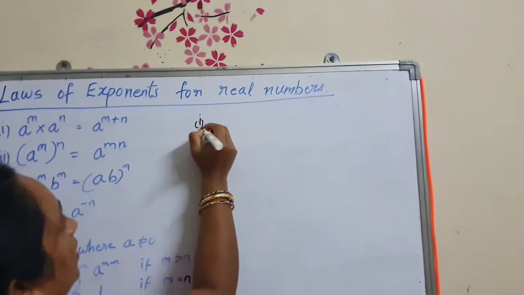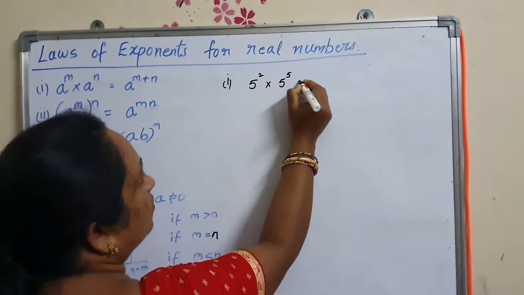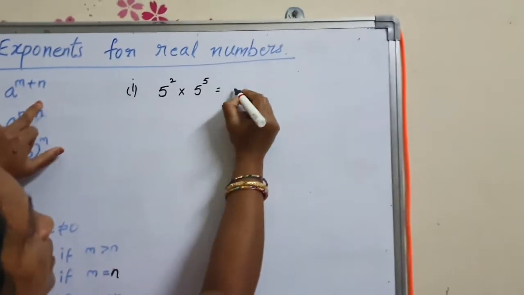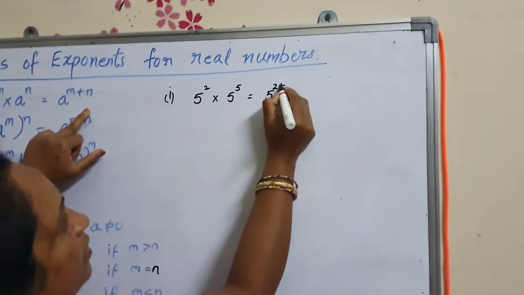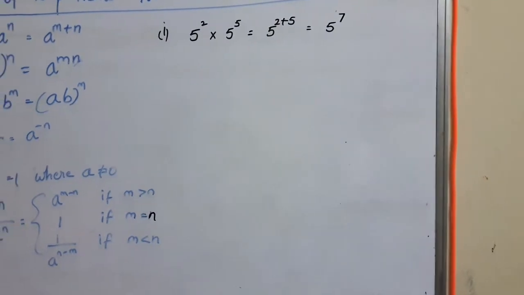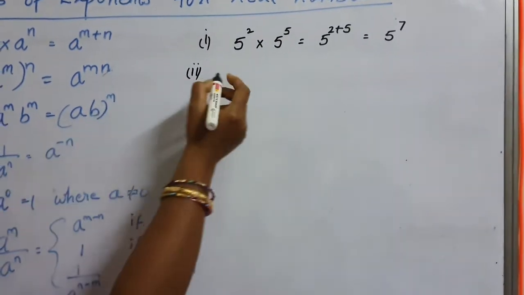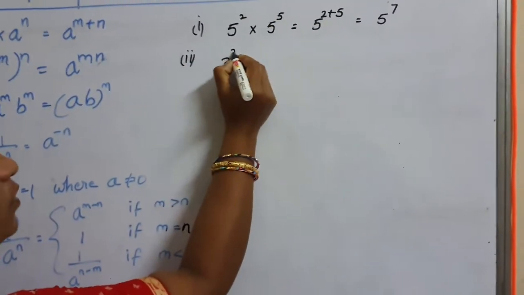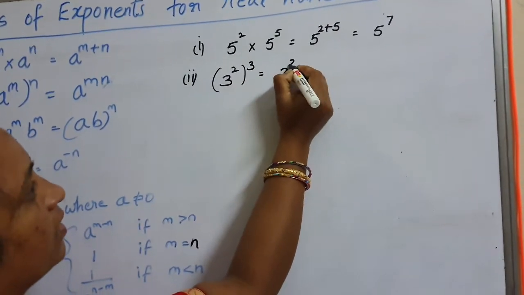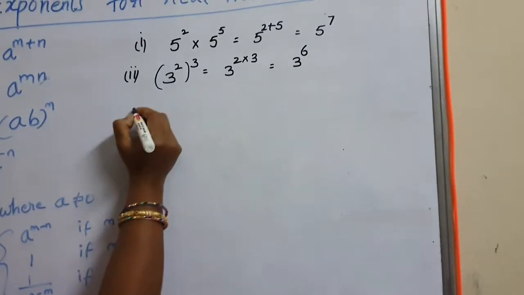Now first, let us see 5 power 2 into 5 power 5. This is in the form of the first one, a power m into a power n is equal to a power m plus n. So here you can write 5 power 2 plus 5, which is equal to 5 power 7. Okay. Now this is one example. Now for the second one, let us take another value, that is 3 power 2 in whole power 3, which is equal to 3 power 2 into 3, which is equal to 3 power 6.